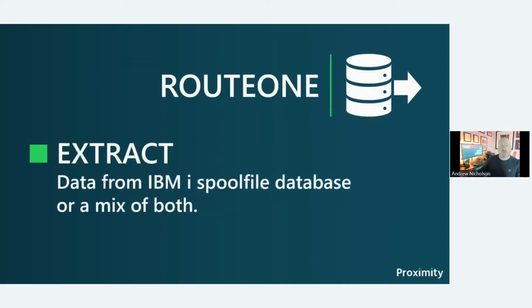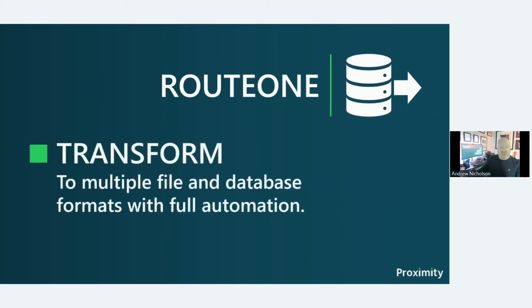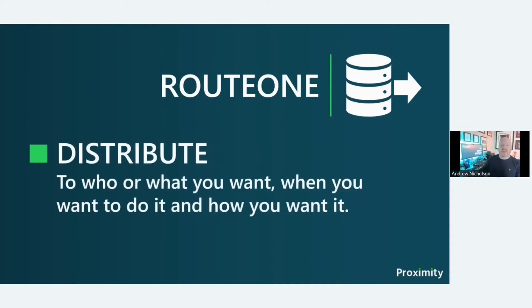In summary, RouteOne extracts your data from the IBM spool files, the DB2 database, or indeed a mix of both. On extraction, it will then transform into multiple file and database formats, depending upon the rules you define. These can be set to be triggered on command or automated, and then distributed to who needs it, when they need it, securely and at speeds far greater than using traditional methods.